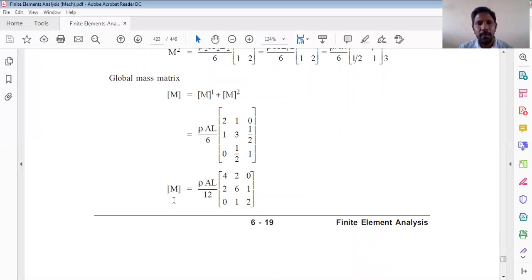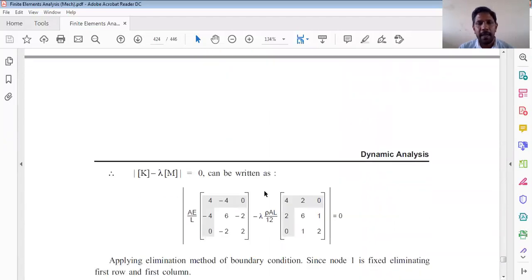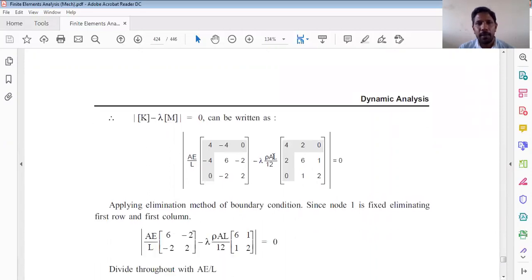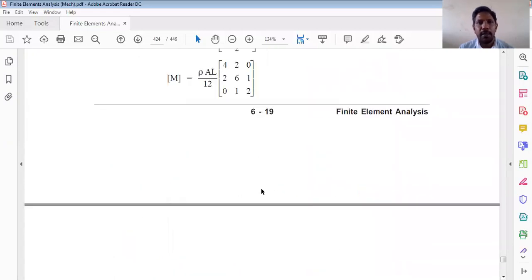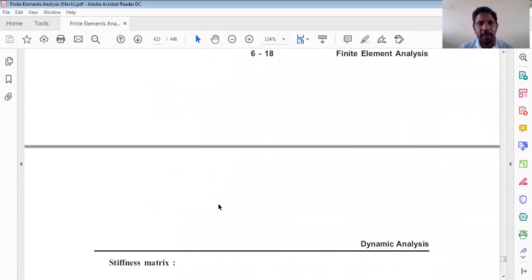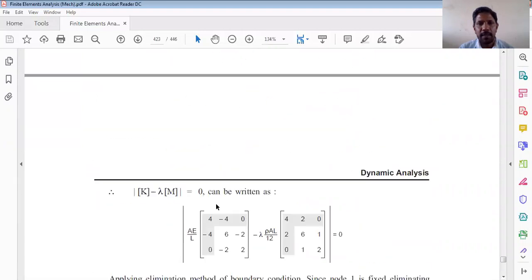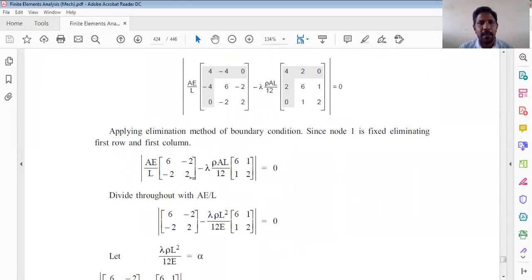In other words, we get a standard mass matrix equation. So what we need is K and M. When we substitute the K matrix and M matrix, this is the characteristic equation we get, and we apply the elimination method for boundary conditions. Looking at the problem, it is again a simple one. Node 1 is fixed, so we eliminate the first row and first column of the stiffness as well as the mass matrix. The remaining equation is this.